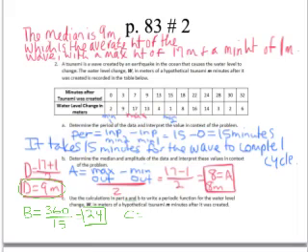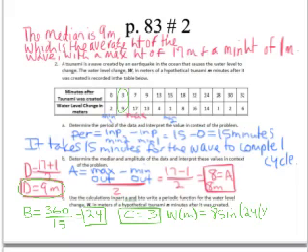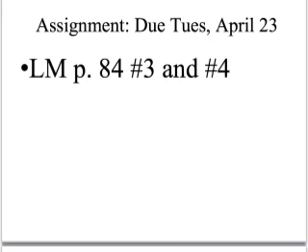C is an input value, so C is not 9. C would be the input where that occurs, which is 3. So my function would be W of M is equal to 8 times the sine of 24 times M minus 3, plus 9. Okay, so what you want to do is page 84, number 3 and 4 on a separate sheet of paper, and you'll want to bring that to class with you on Tuesday.